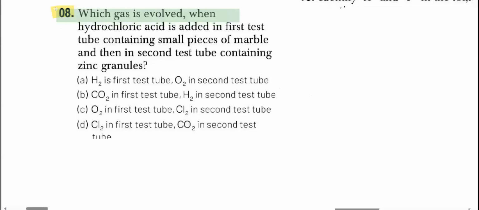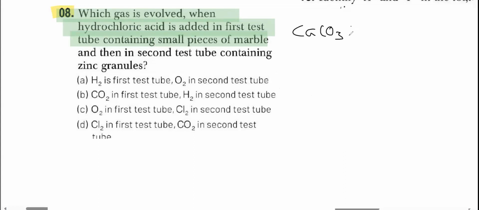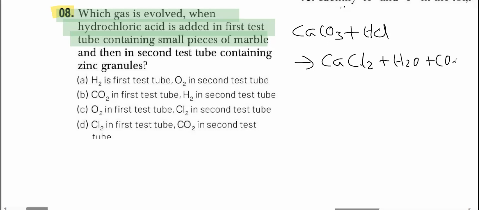Number 8 says which gas is evolved when hydrochloric acid is added in the first test tube containing small pieces of marble. Marble is what? A metal carbonate, that is calcium carbonate. If it is added to hydrochloric acid, that is an acid, we just did that: a metal carbonate or a metal bicarbonate reacts with acid to produce three products. One is a metal salt, calcium chloride. The second is water, and the third is carbon dioxide gas, which is released. So this will be the first.